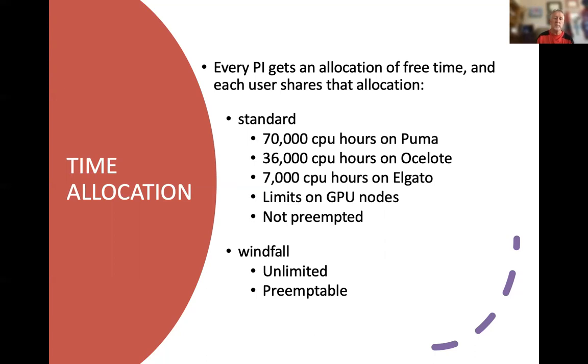The other option is Windfall. Everyone can use Windfall. It's not limited in terms of how many Windfall hours you can use. It's limited by how many days you can run a job for. There are some limits there and on how many hours you can use concurrently. But in a month, you can use as much as you're able to get work done.